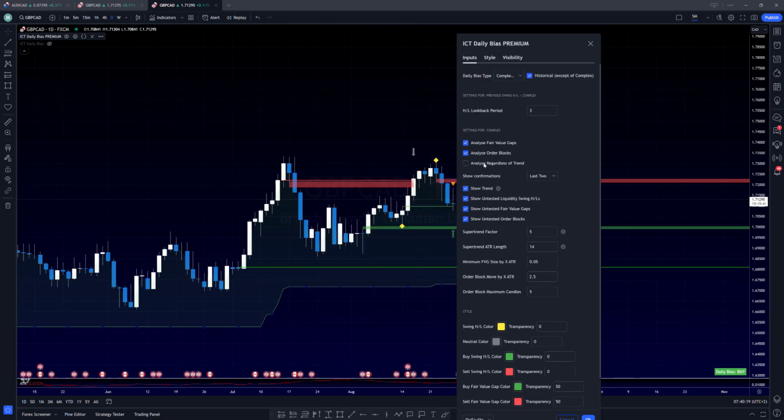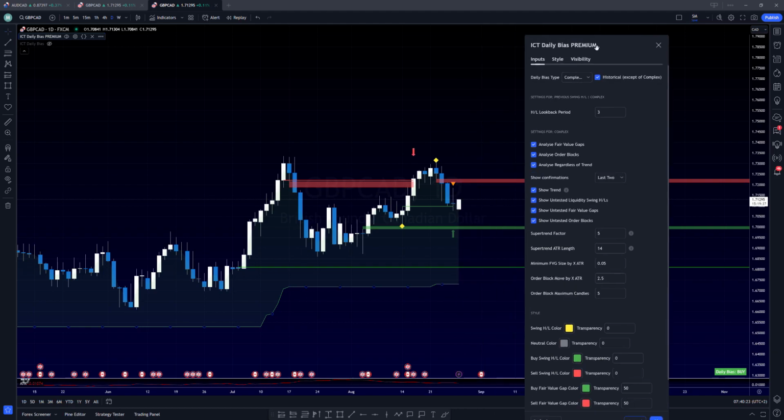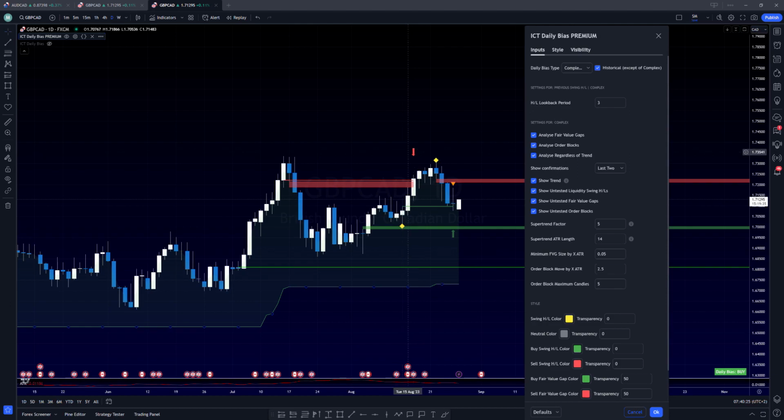But I can turn on analyzing regardless of trend. From now the trend is not compared, and it shows you the bearish daily bias. So we can go without analyzing fair value gaps, with only order blocks and swing high lows checked, and if you turn off this as well, it will be analyzed only by swing pivot highs and swing pivot lows.